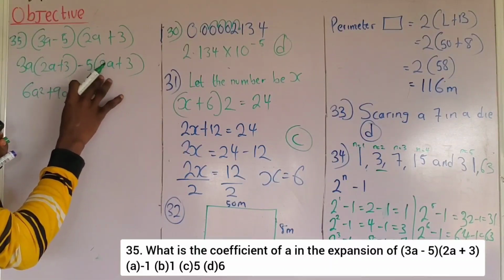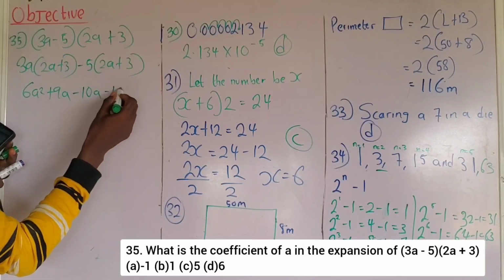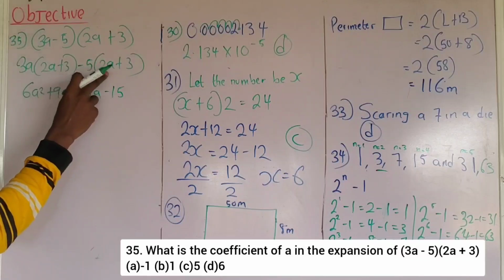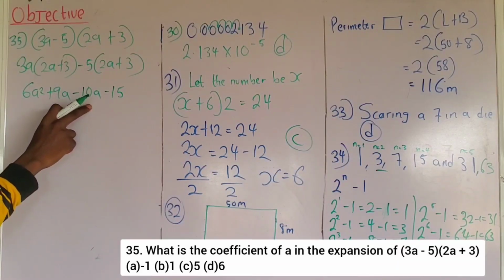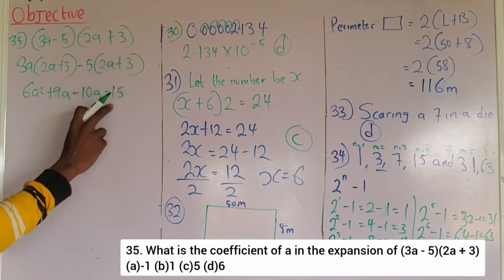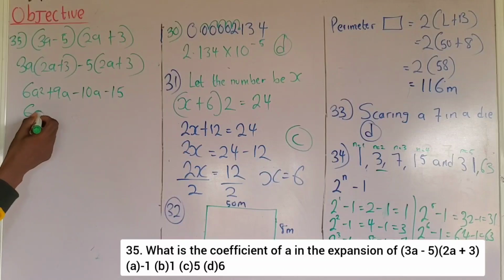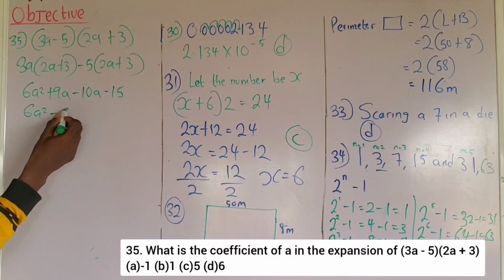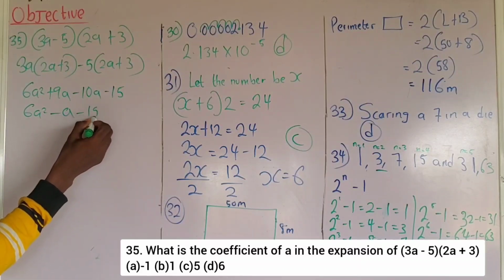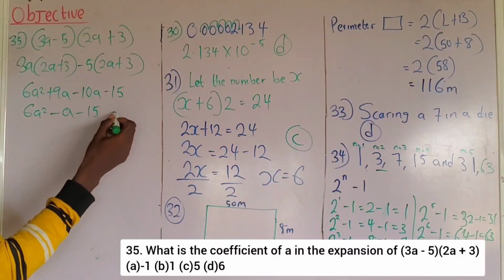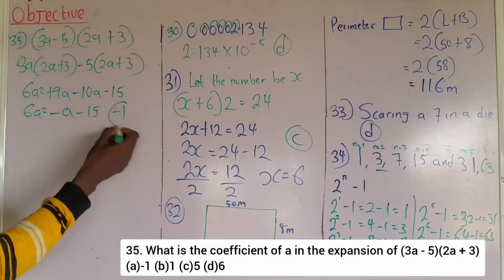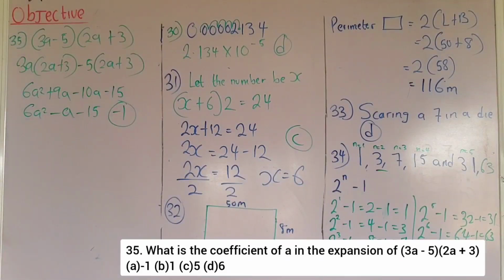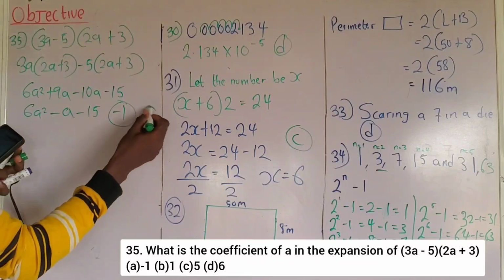Then for this, we're going to have minus 15. Do you understand? Minus 5 times 2A is minus 10A. Minus 5 times plus 3, that is minus 15. Here I'm going to have 6A squared. Now plus 9A minus 10A, that is what? Minus A. Minus 15. So the coefficient of A is minus 1. Minus 1 is the coefficient of A. The right option to that question is option A. Option A is correct.